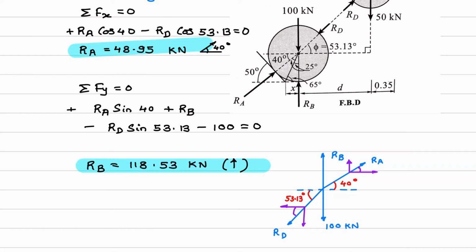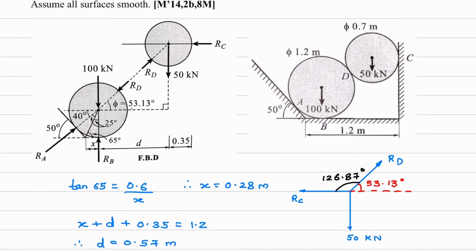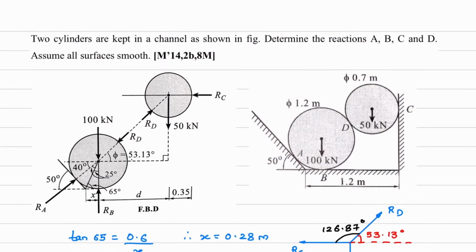So I'll quickly go through the question again. What we have done basically in this question is, we have considered what was asked in the question. We have to calculate reaction at A, B, C and D. Okay, so we have drawn FBD of both the cylinders separately. Why? Because internal force also we have to calculate over here.